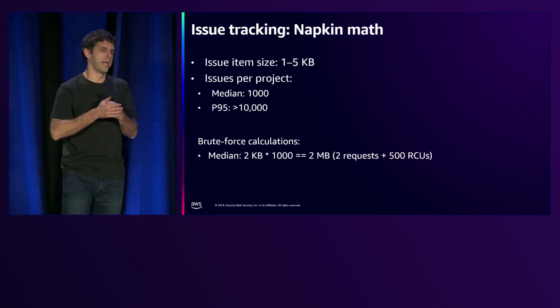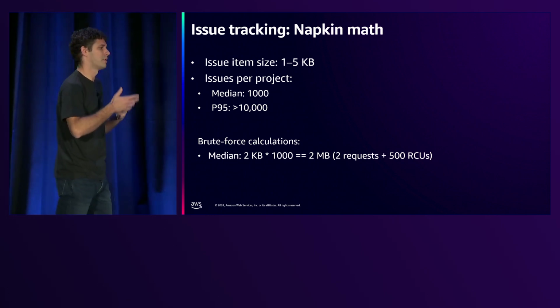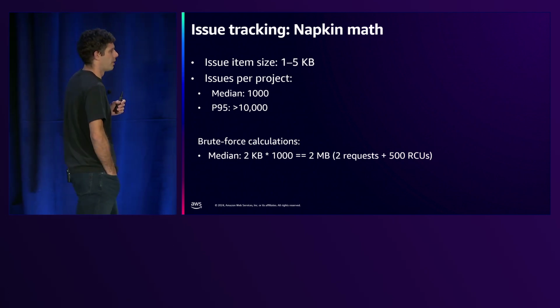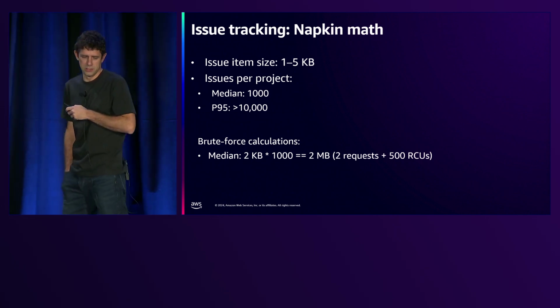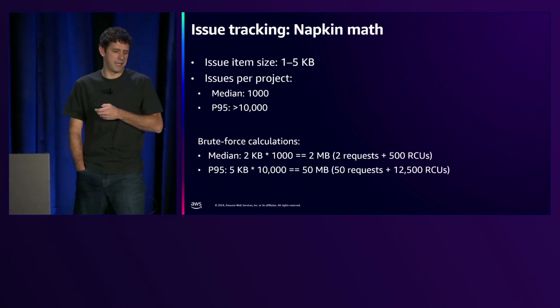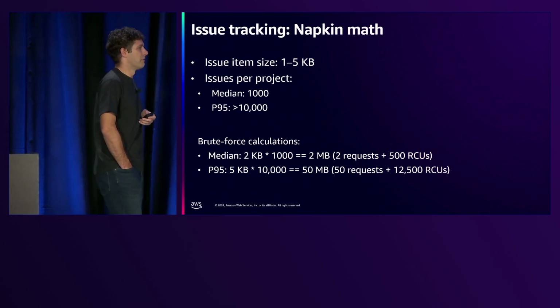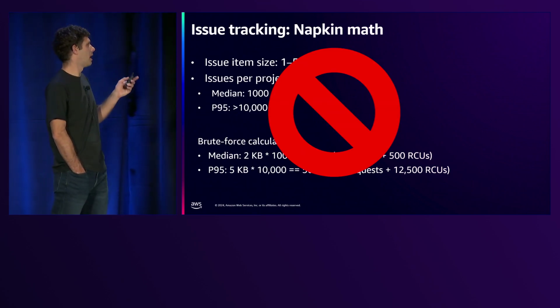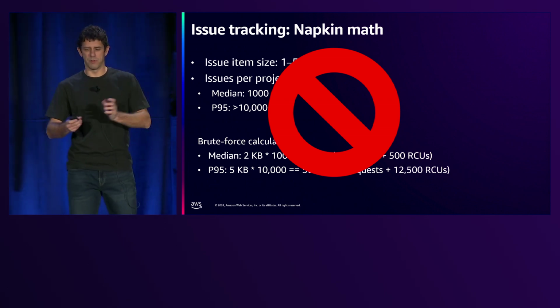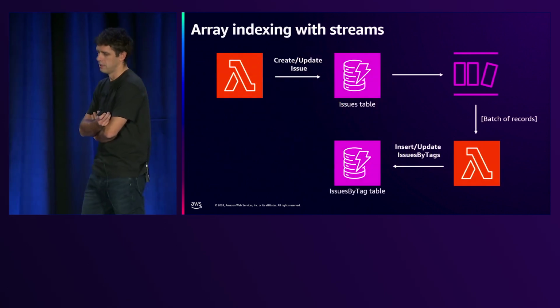We can only fetch 1 meg at a time, so it's going to be 2 sequential requests. That's going to be 40 to 100 milliseconds to fetch those, and we're going to consume 500 RCUs. But at that P95 level, now we might need to be fetching 50 megabytes of data. That's 50 requests. That's 12,500 RCUs. That probably doesn't work for this. So brute forcing probably isn't something we want to do.